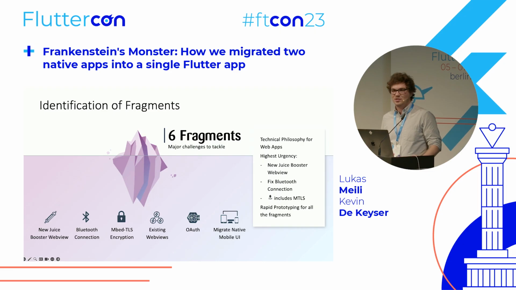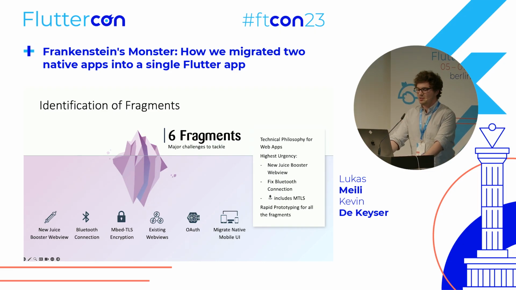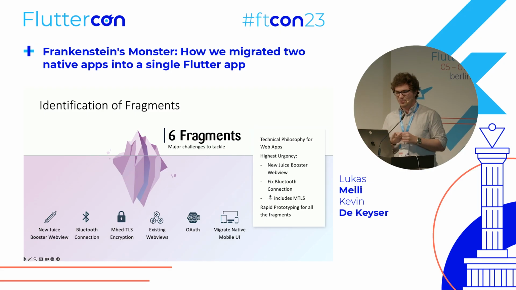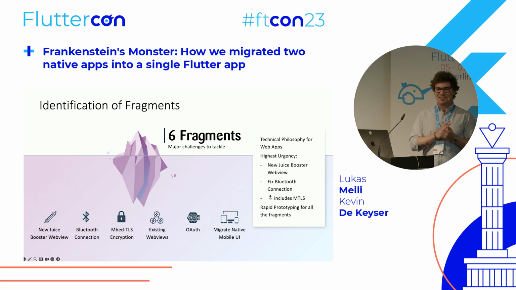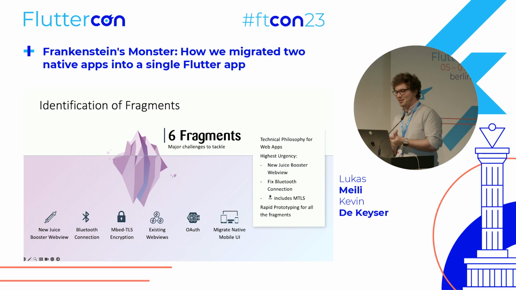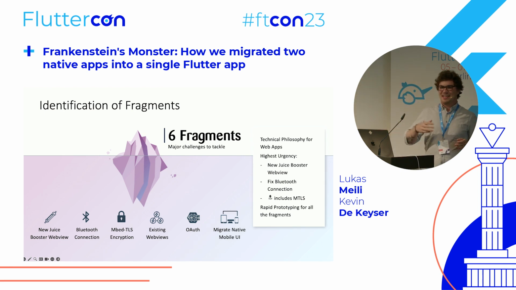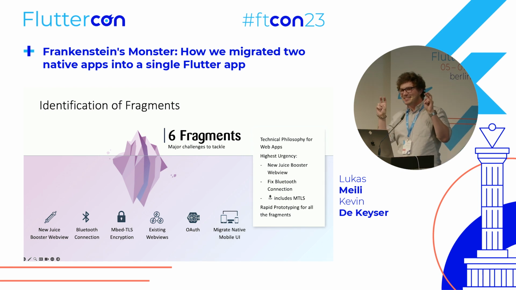We were also told that the highest urgency for the customer was to fix the setup of the Wi-Fi on the charger itself, which kind of meant we had to fix the Bluetooth, which in other words also meant we had to fix the encryption that was used between the charger and the phone. And because the interface to manage this all was buggy, we had to fix that one as well.